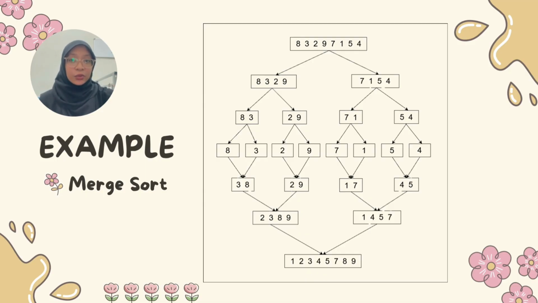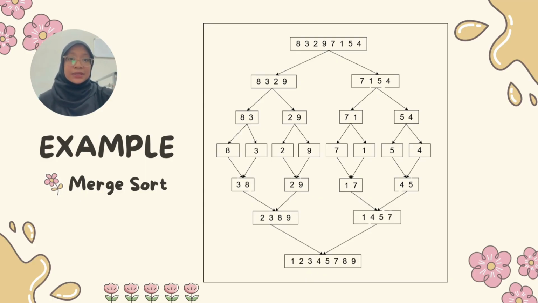So that's how it works. And finally, we add the remaining 9. So the result will become 2, 3, 8, 9. The same process will happen on the right side until we get 1, 4, 5, 7. And finally, we merge the two sorted halves together to produce the final sorted list, which is 1, 2, 3, 4, 5, 7, 8, 9.